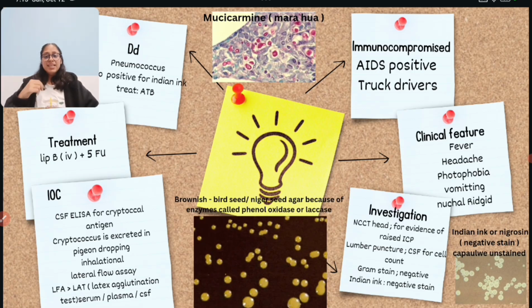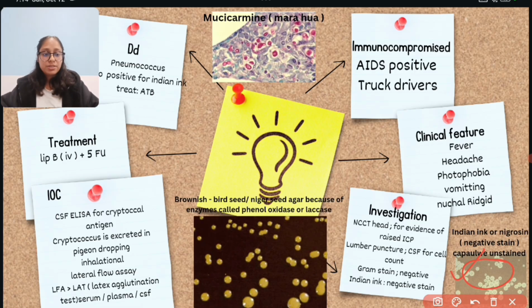Next, the investigation that we do is NCCT for this, and that is going to show you raised ICP. Now, raised ICP can be seen in all the types of meningitis. In lumbar puncture, if you do Gram staining, everything will be negative. But if you do Indian ink, that is your negative staining, you may see some positive, like the picture which I have shown you. The Indian ink nigrosine, that is your negative staining, and these are the capsules.